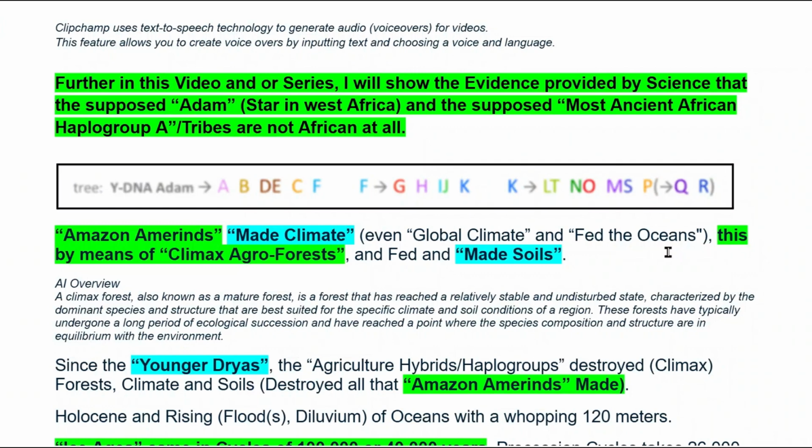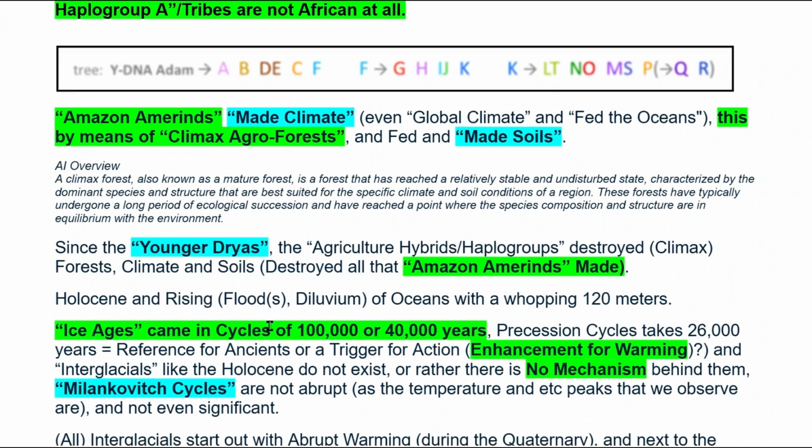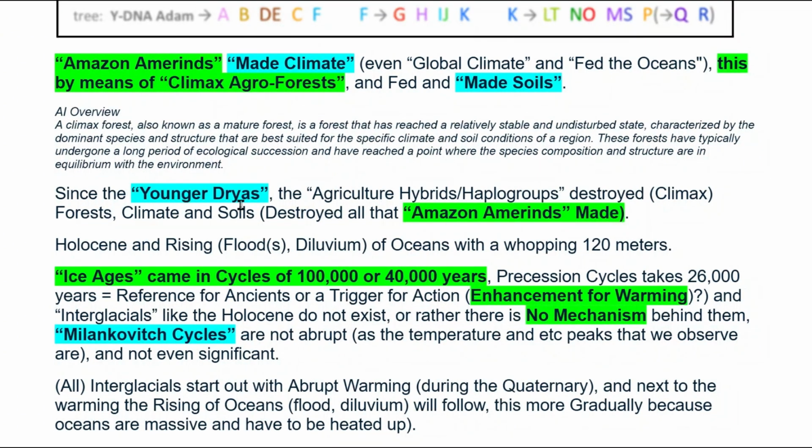You will see this in already existing videos. You will see this again in videos in the pipeline. So we claim that since the Younger Dryas, to focus on more recent human history, roughly 30,000 years ago, what we call the agricultural hybrids destroyed the climax forests. I'm not talking about the Amazon forest this time, but about forests in Eurasia and in North America. So by destroying the climax forests, they destroyed the climate and the soils.